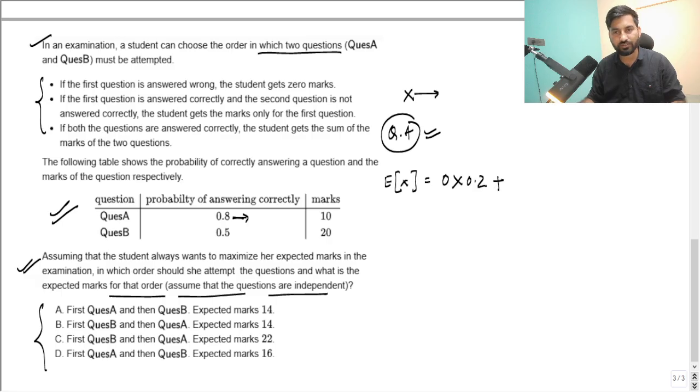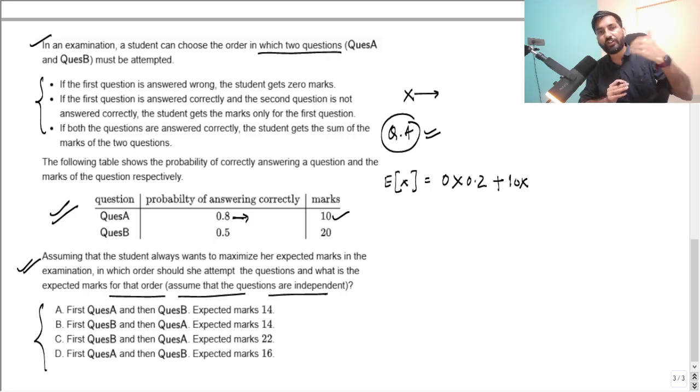Plus, now you take the first question A and you got the correct answer, but your second question, question B, went wrong. So how much marks are you going to get? That is nothing but 10 only, right? But you are attempting both questions here, and both questions are independent, so attempting both questions, you can multiply their probabilities.